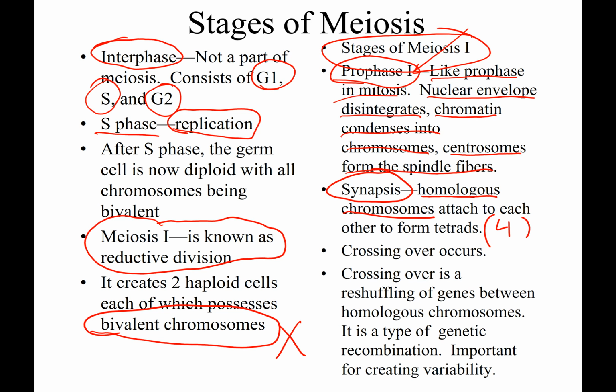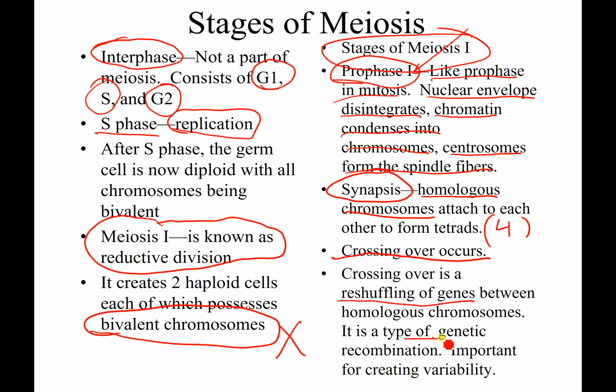While these chromosomes are hooked together, we get crossing over. Crossing over is essentially when homologous chromosomes exchange, might be a better word, segments of DNA, so that when it's over, the chromosomes that you end up with are different from the ones you started with. It's almost like shuffling a deck of cards.